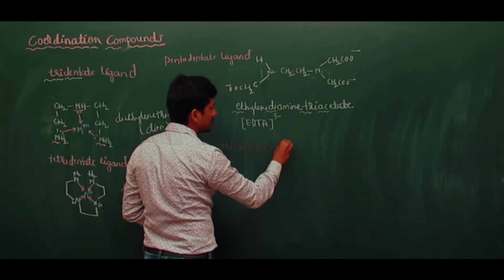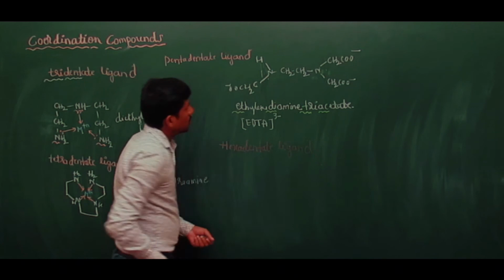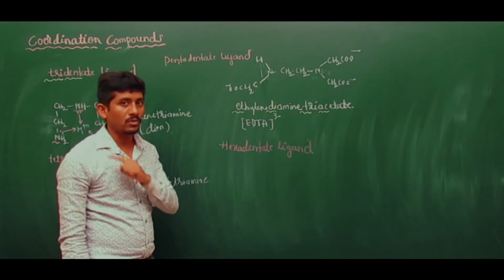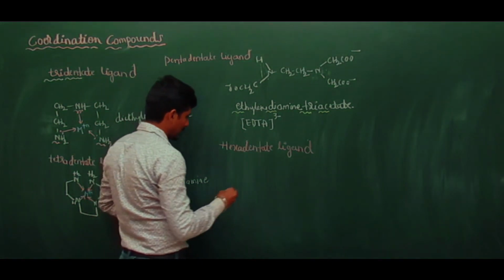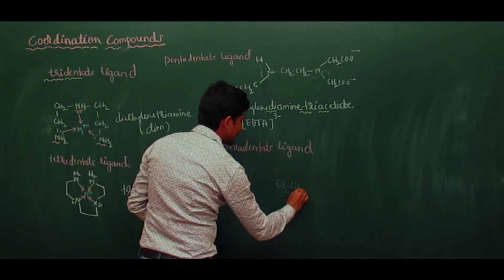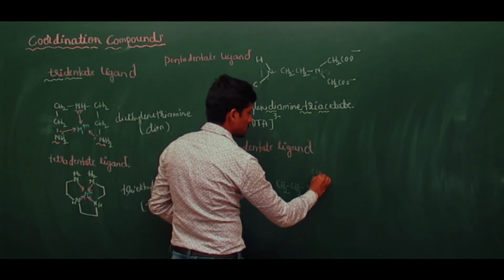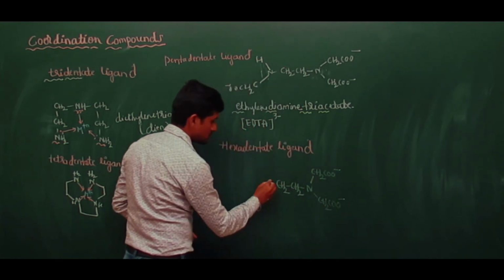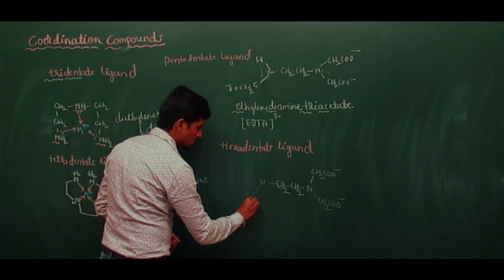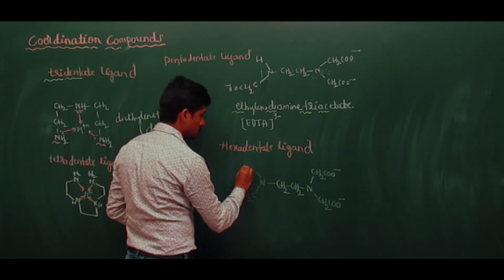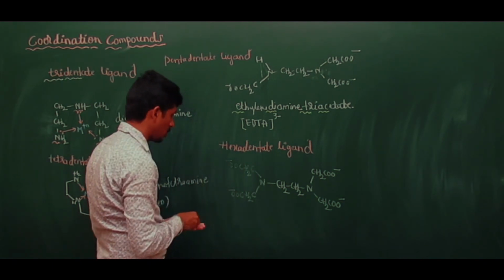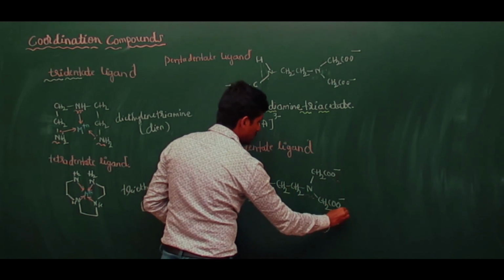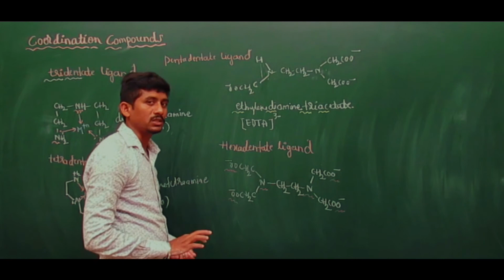Next, hexadentate ligand. The remaining one hydrogen atom in ethylene diamine triacetate is replaced by one more acetate group, then we will get the hexadentate ligand, that is CH2, N, CH2COO minus, CH2COO minus, N, CH2COO minus, and CH2COO minus. How many donor atoms? Just count. 1, 2, 3, 4, 5, 6. Donor atoms are 6. Denticity is 6.